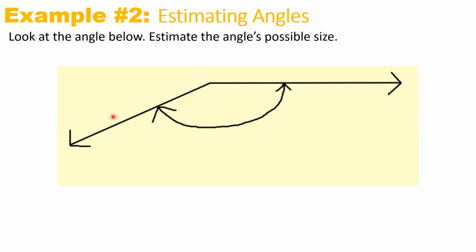Rashad, what do you think it is? So they're thinking right now. How about you, Olivia? I'm not sure. I'm clueless. You're clueless. All right. Nevaeh, what do you think it is? I just guessed and put 155 degrees. You just guessed 155.